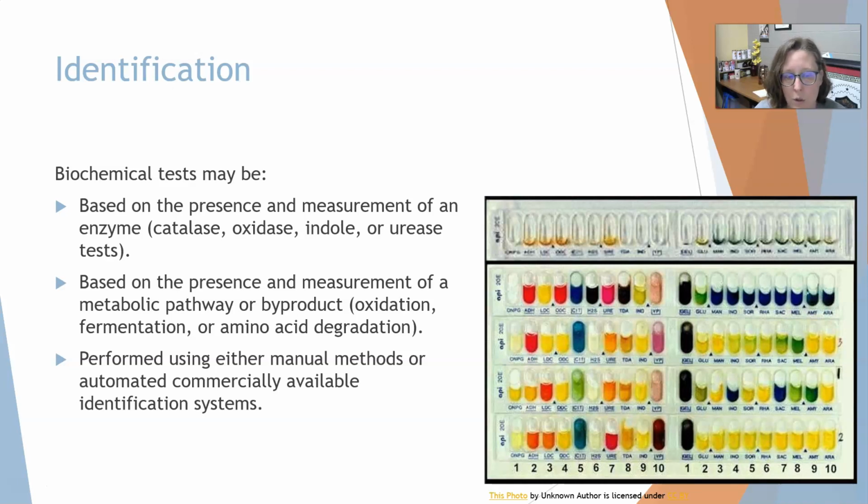And then it's also based on the presence and measurement of different metabolic pathways or byproducts. Are they oxidizing something or fermenting certain sugars? Can they degrade certain amino acids? So we basically look at their eating habits and metabolism habits. And based on the pattern of reaction in all these biochemical tests, what's positive, what's negative, the computer looks at all of it and matches it up, and it says, okay, based on the pattern here, this is identified as this specific type of microbe.